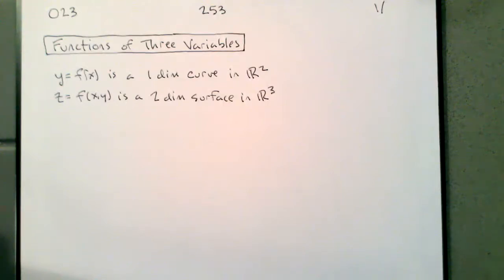We end up with a 2-dimensional surface when we have a function of 2 variables because we're putting 2 values in, and functions just give you the height above your inputs. In this case, your input is the xy plane. And so if you put a bunch of heights above the xy plane, you're going to end up with a surface. Now, this is a 3-dimensional thing. It's sitting in 3-dimensional space.